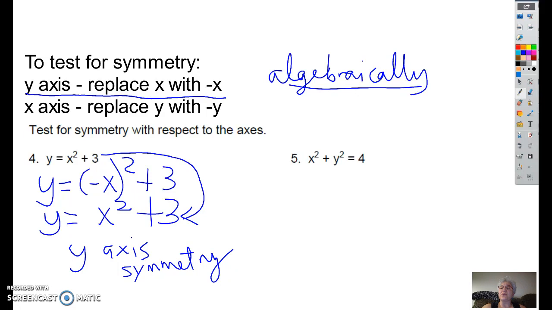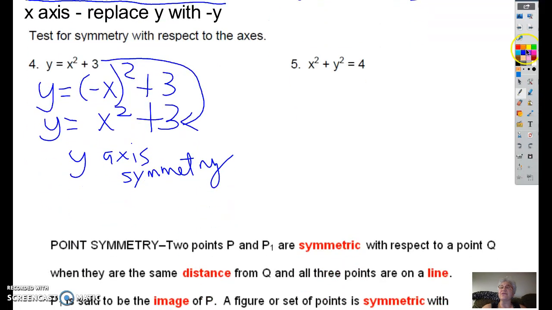So that was just y-axis symmetry. We also should test for x-axis symmetry. So everywhere that I have a y, I'm going to put negative y to see if the same equation is also symmetrical about the x-axis. So negative y equals x squared plus 3. Remember, I am not changing the x, just the y this time.